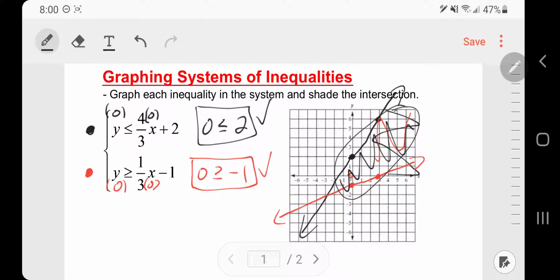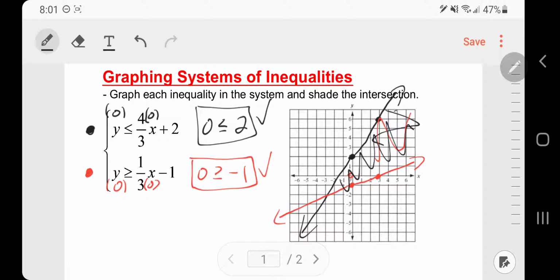Okay, so again, it's the overlapping region where our two inequalities intersect. Any point inside of this shaded region that we have left is going to be a solution to our system of linear inequalities.